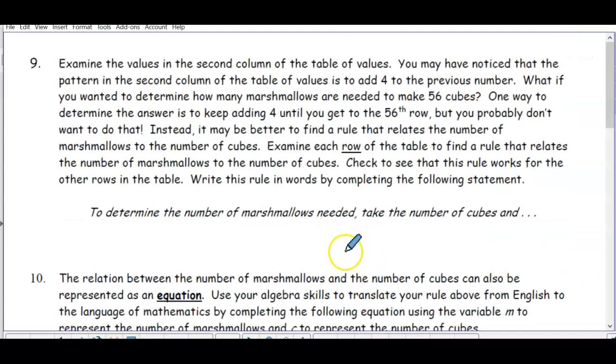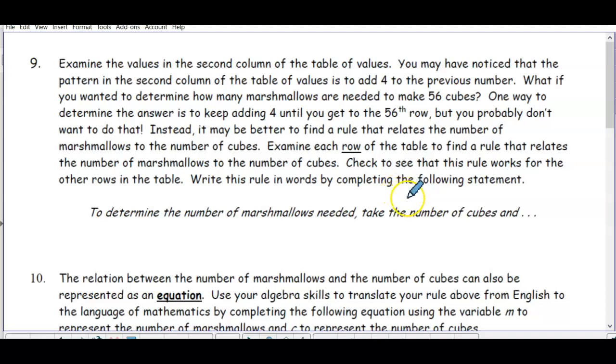Number 9, examine the values in the second column of the table. You may have noticed that the pattern in the second column of the table of values is to add 4 to the previous number. What if you wanted to determine how many marshmallows are needed to make 56 cubes? One way to determine the answer is to keep adding 4 until you get to the 56th row, but you probably don't want to do that. Instead, it may be better to find a rule that relates the number of marshmallows to the number of cubes.